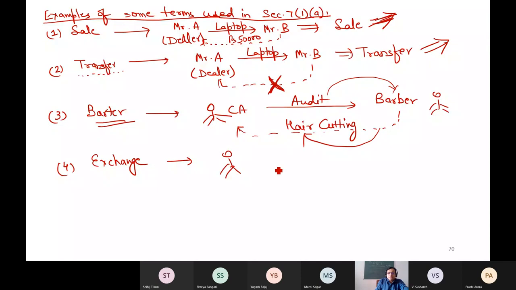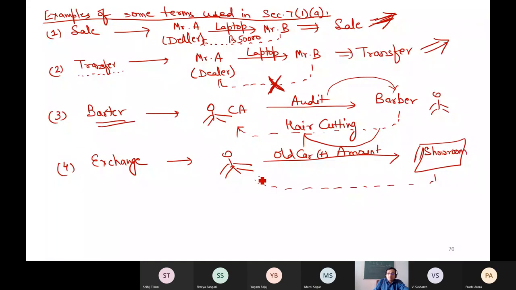Maruti announced a scheme to exchange old cars. So I will give my old car plus some amount to this showroom dealer. It's the showroom of Maruti, and they will give me a new car. It is exchange. In barter, normally the cash component is missing. You perform some services or you give some goods. I in return give you some goods or perform some services for you. But in exchange, normally some monetary figure is also involved.